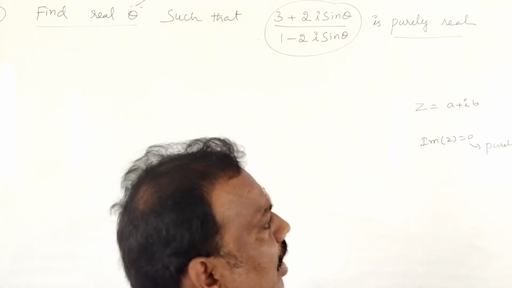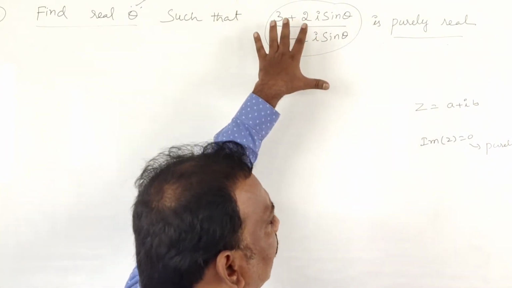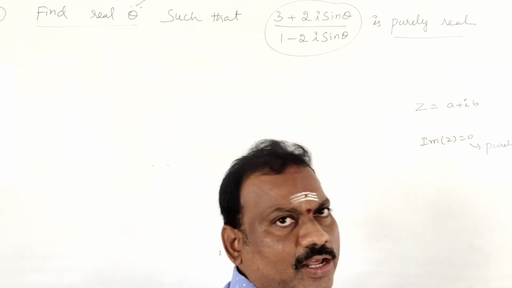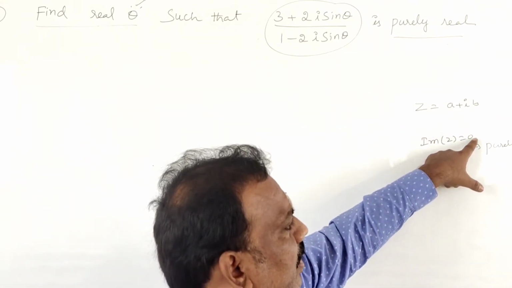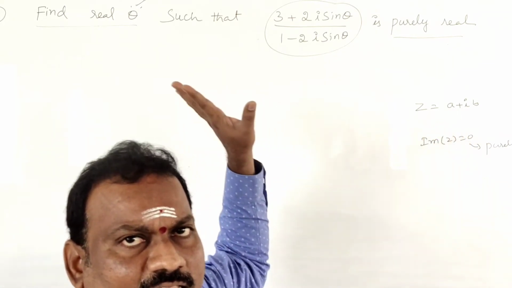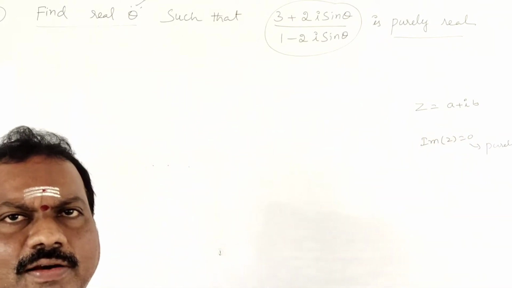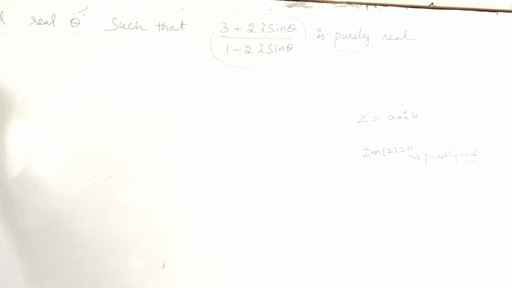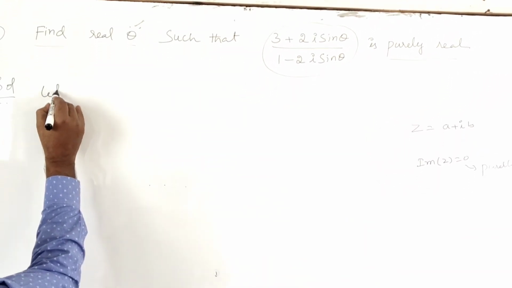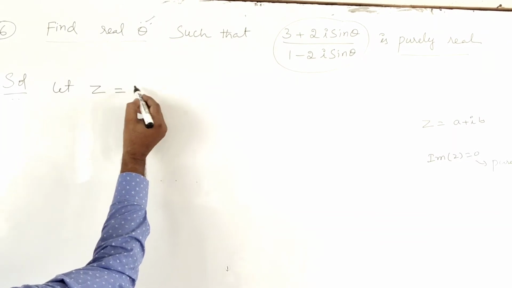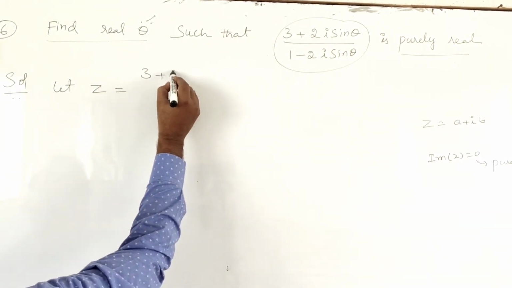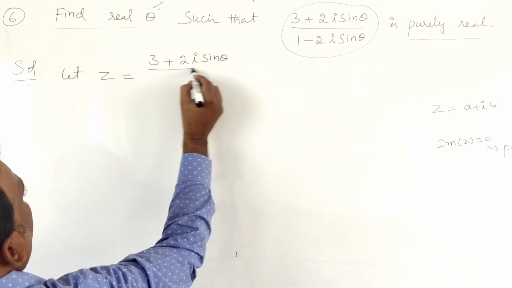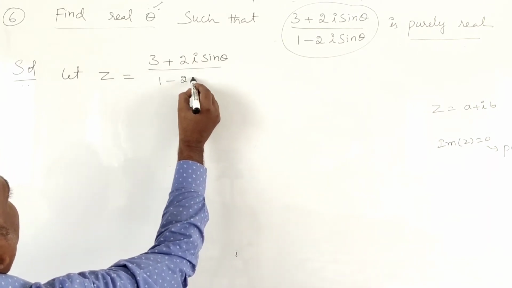So first what we have to do, you have to bring this entire problem into this format. So we have here two complex numbers. You have to simplify and bring them into one complex number. After that you have to equate the imaginary part to 0, then you will get the theta value. That is the meaning of that question. So now I am taking the given problem as z.